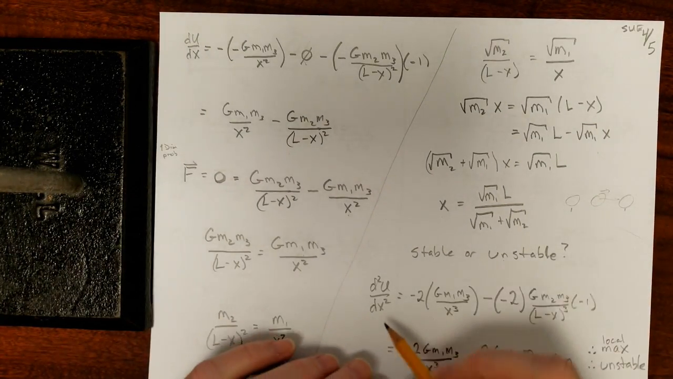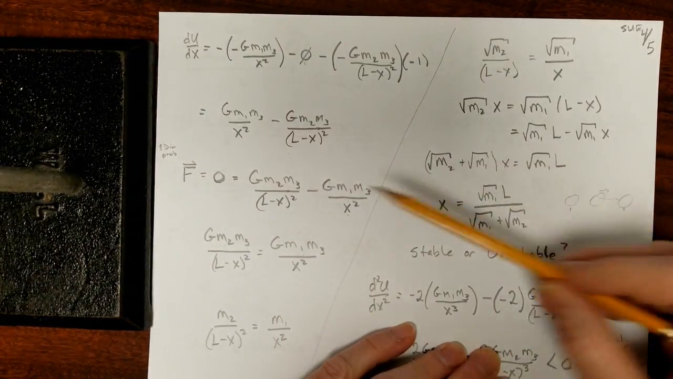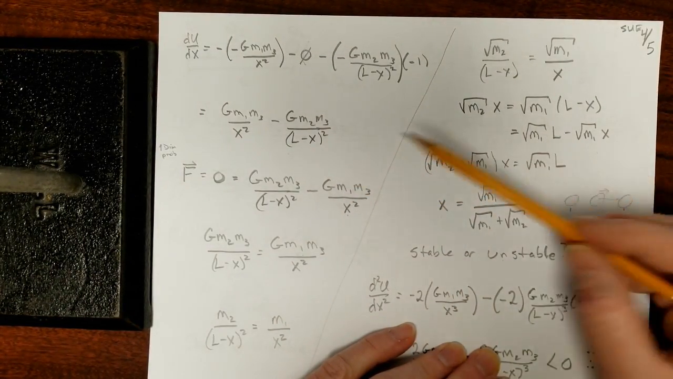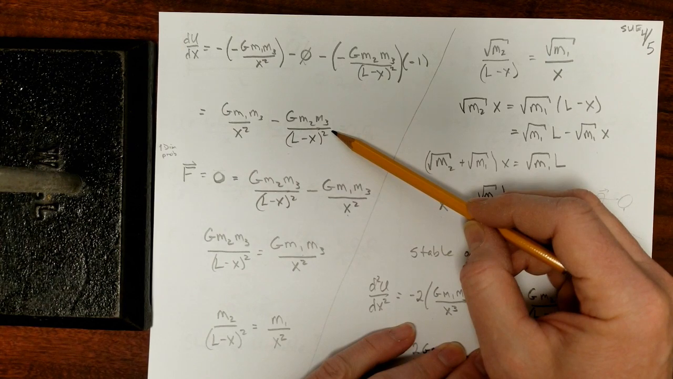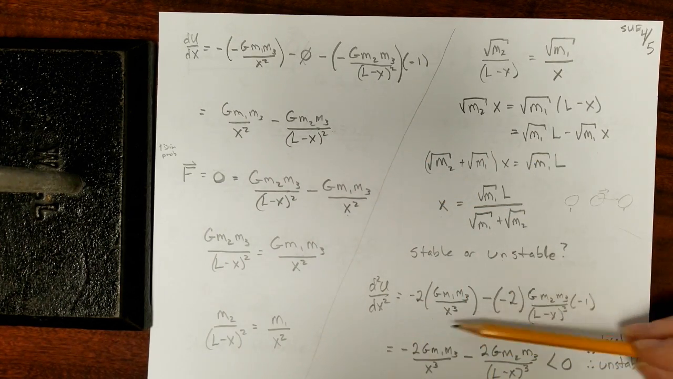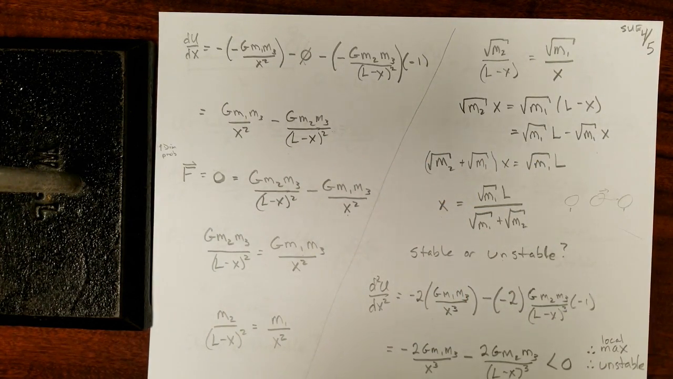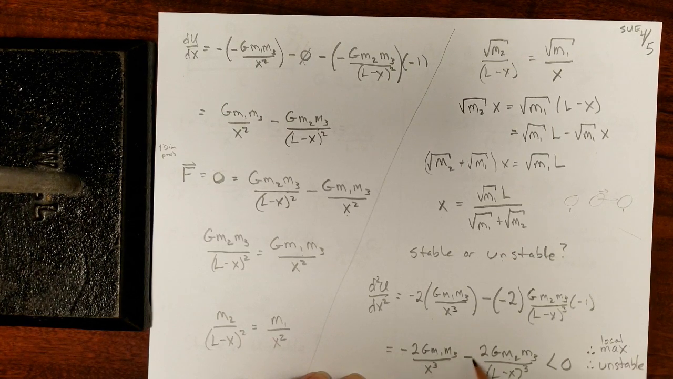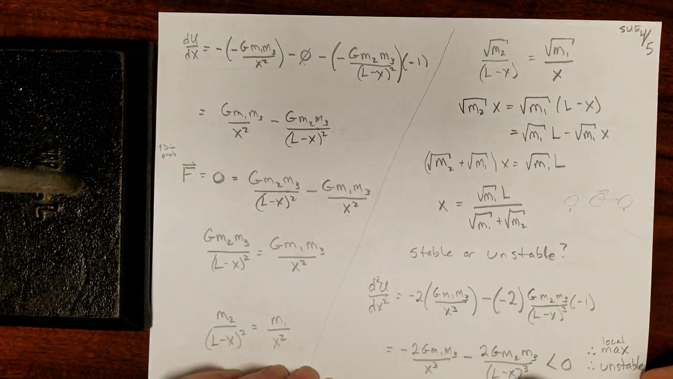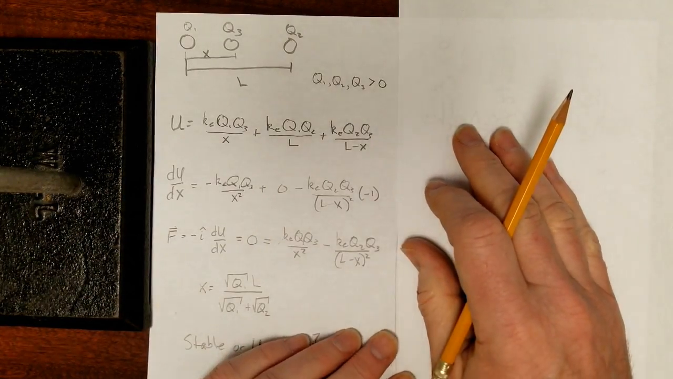To find out, we do the second derivative. We take the derivative of my first derivative, so we're taking a second derivative. This is my starting point. I'm taking the derivative of this, and I end up with this term right here. I know that big G is a constant. Mass 1, mass 3, and x are all positive numbers. L is a positive number. Mass 2 is a positive number. So since I have a negative in front of each of these terms, the whole thing is less than 0. We're dealing with a local maximum. It is unstable.